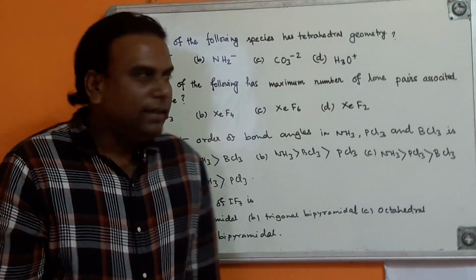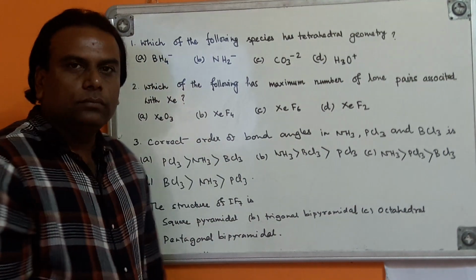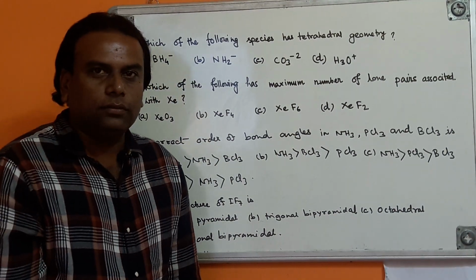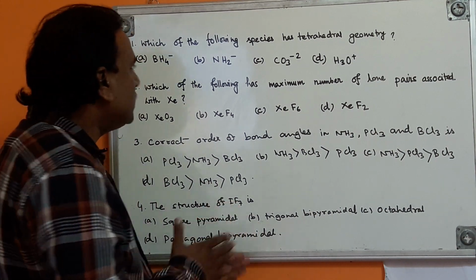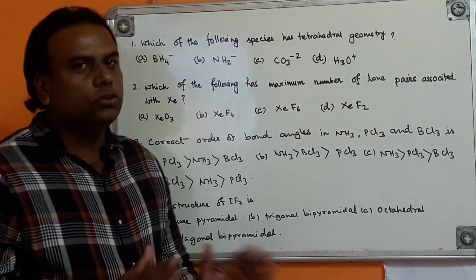So that means in option A only there are 4 surrounding atoms. That means A is the right answer. So BH4 minus has tetrahedral geometry.